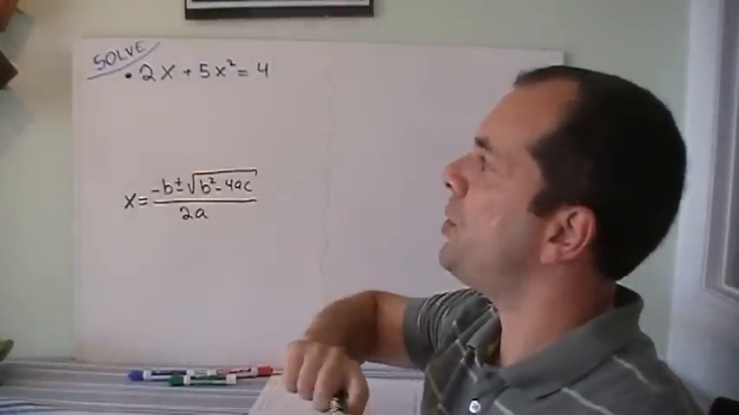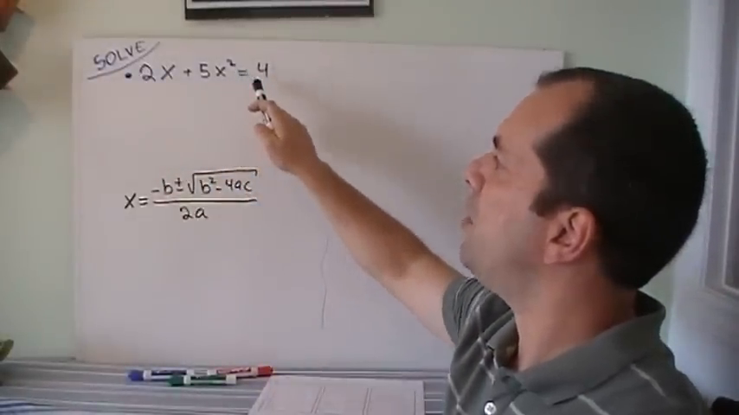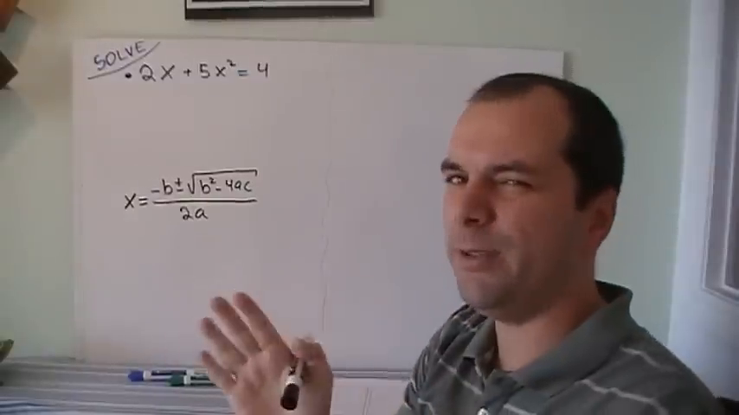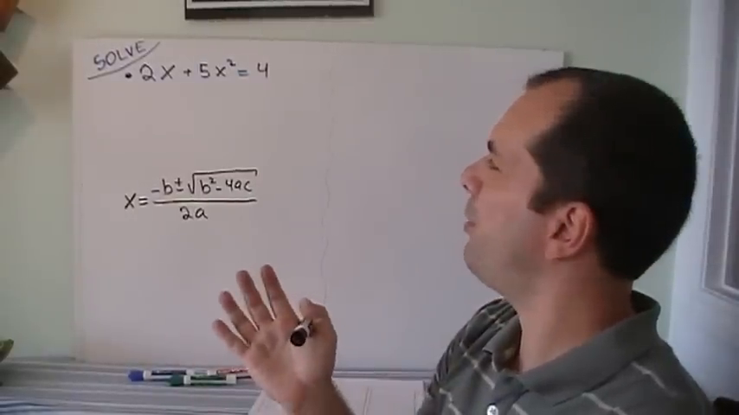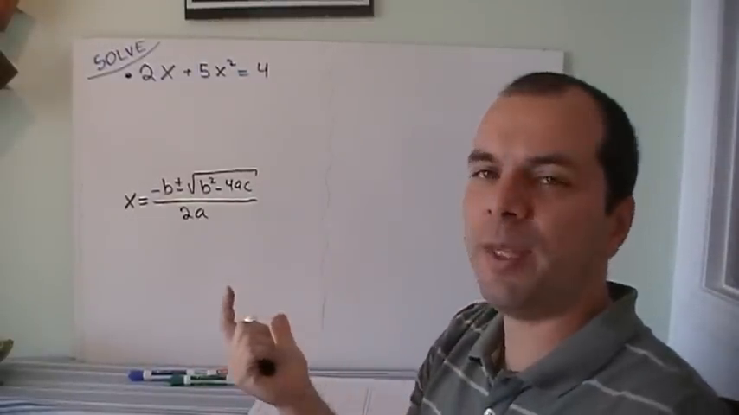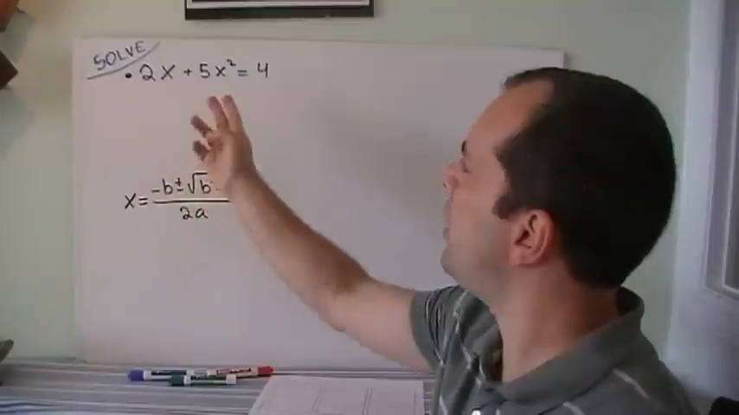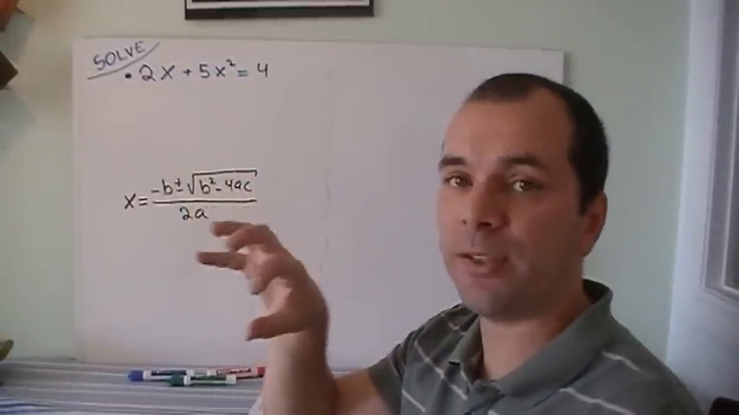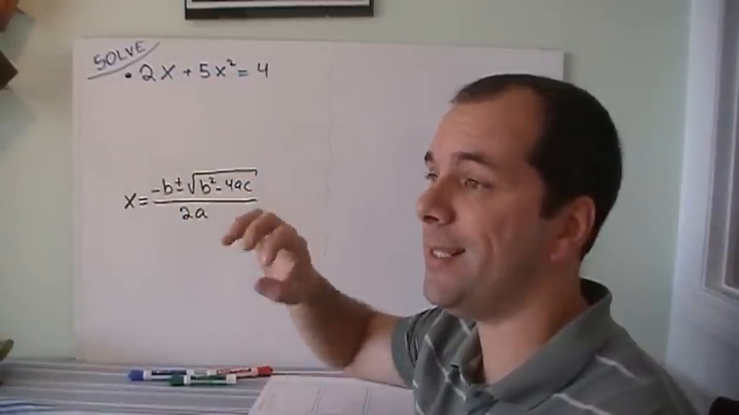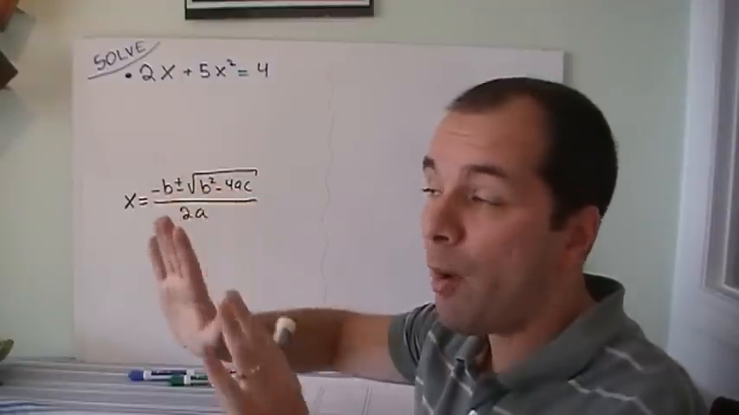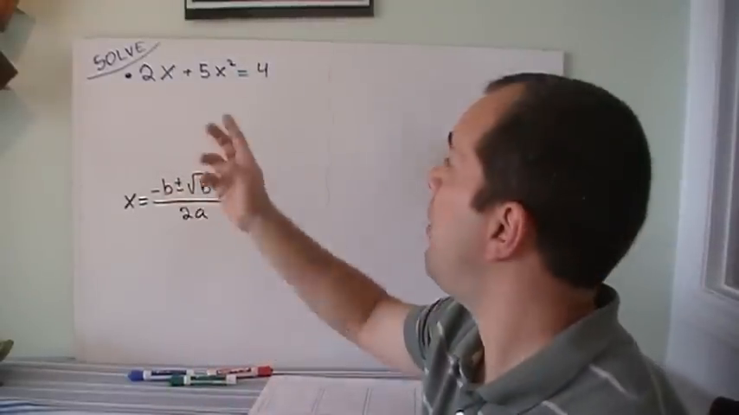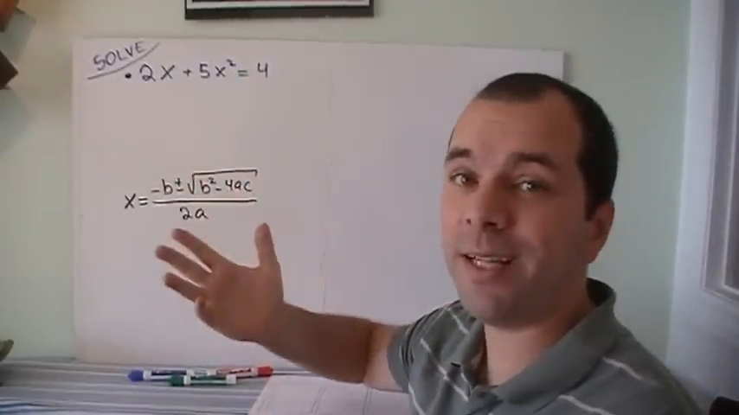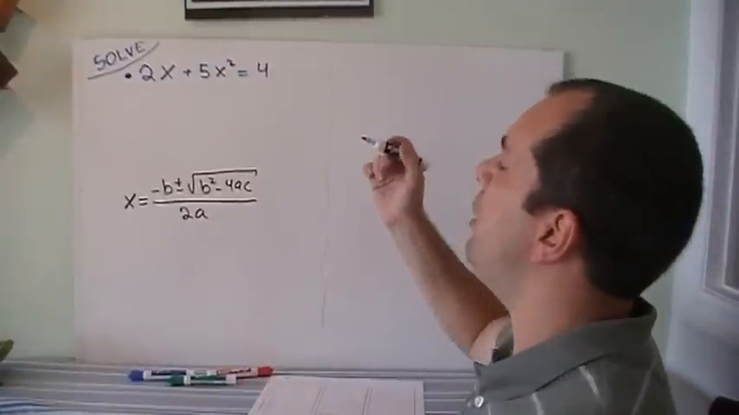If I'm asked to solve 2x plus 5x squared equals 4, it's already kind of not in the right format. First, I need to have something equal 0. And then I really want to have my x squared first, because a is beside the x squared, b is beside the x, and c is only the constant, no matter in which order they are, right? And when I bring this over, it's going to have a different sign. So I've got to make sure that I put it in the right order first.